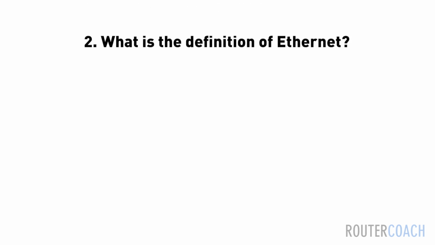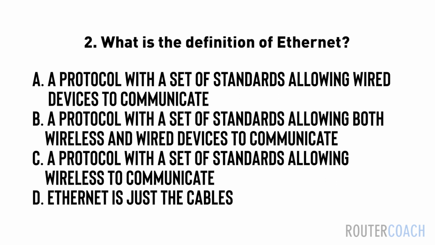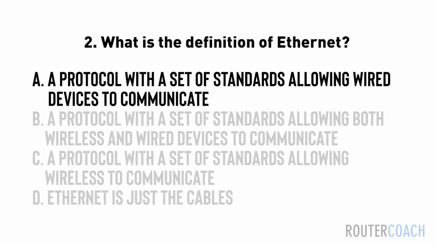2. What is the definition of Ethernet? A. A protocol with a set of standards allowing wired devices to communicate. B. A protocol with a set of standards allowing both wireless and wired devices to communicate. C. A protocol with a set of standards allowing wireless to communicate. D. Ethernet is just the cables. The answer is A.